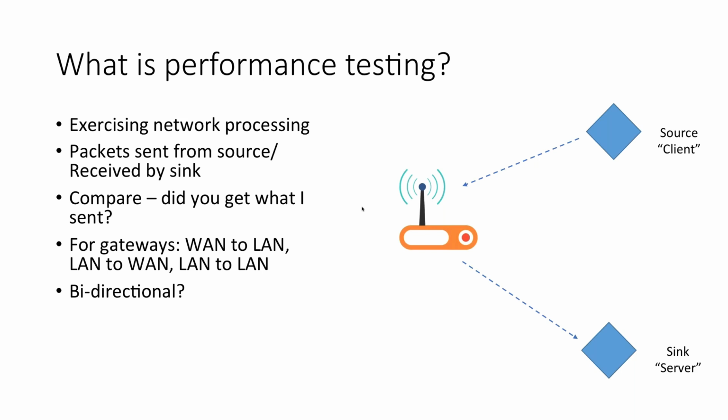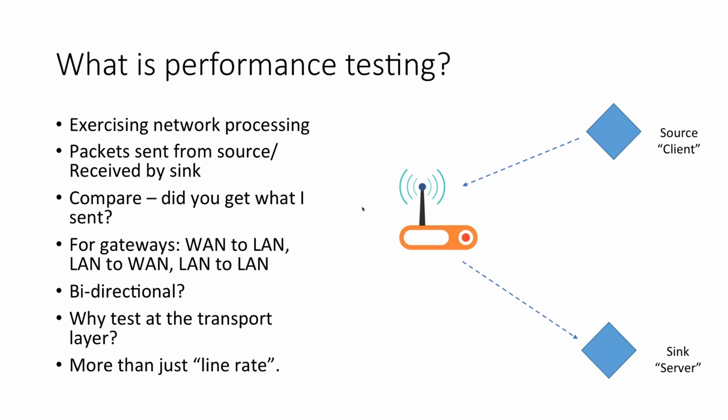Now, many performance tools and processes use lower layer, like layer 2 or 3 packets, and that's all well and good if you're looking for a simple line rate measurement, but it won't exercise things the device is supposed to do, that is, deal with different applications that users actually use.